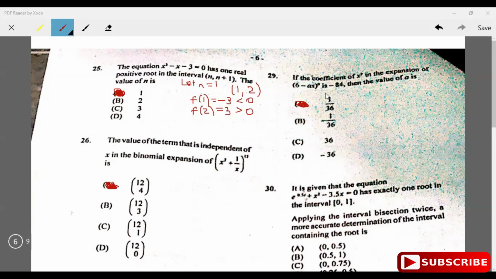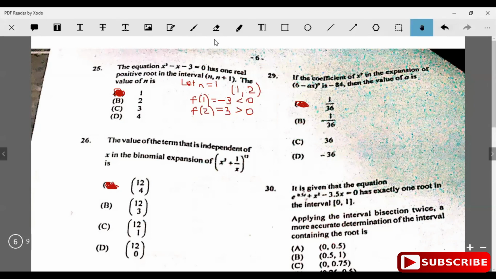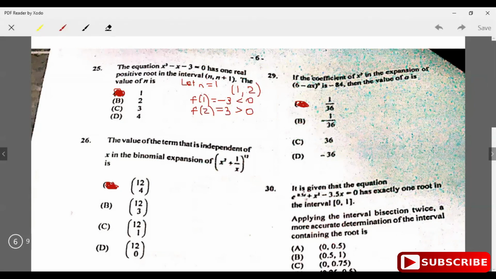Okay. That's an easy question. It's new, but it's very easy. They're just trying to confuse some people with the n.